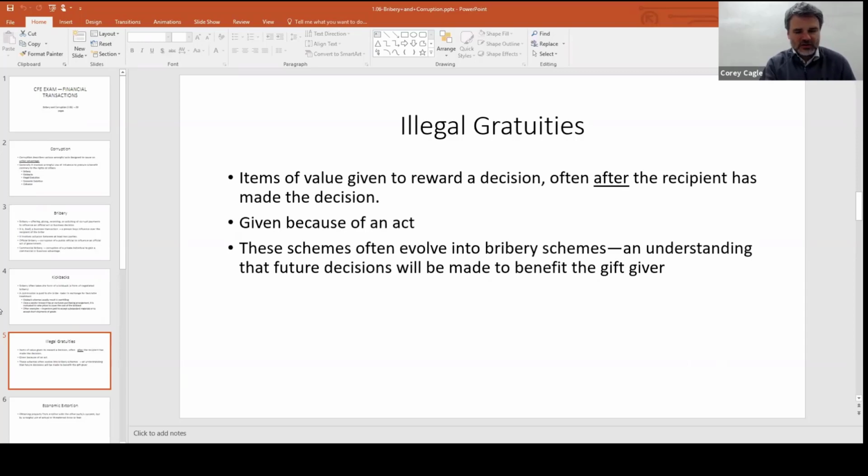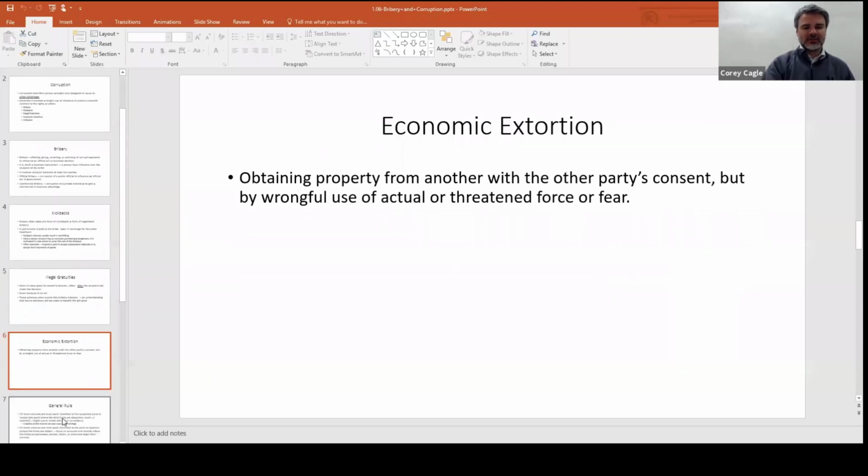So any question where the answer is illegal gratuity is going to make sure and say that after this happened, they gave you this. That's the key, right? Economic extortion is where you're being mean to folks, saying, hey, if you don't do this, I'm going to hurt you somehow, not necessarily physically. It'd be like, I'm going to stop doing this, or I'm going to threaten you that I'm not going to do this anymore, or something like that, right? So kind of using fear or threats with economic extortion.